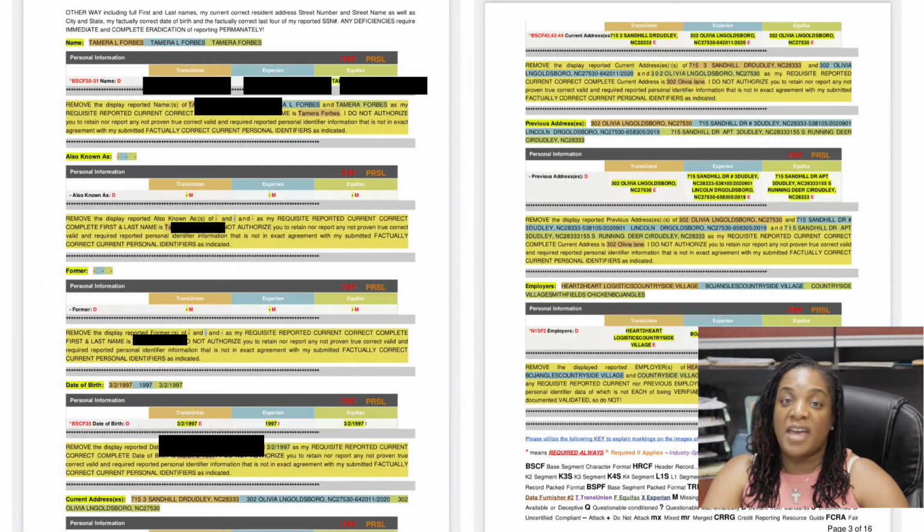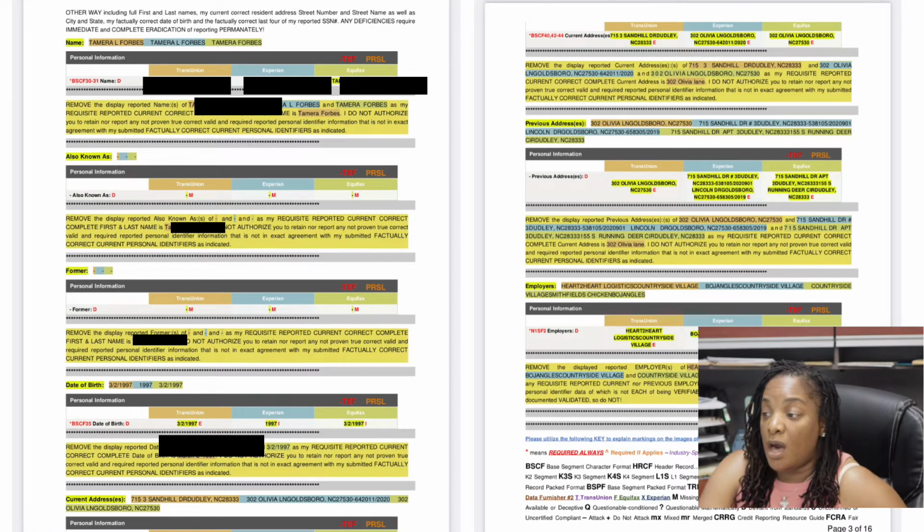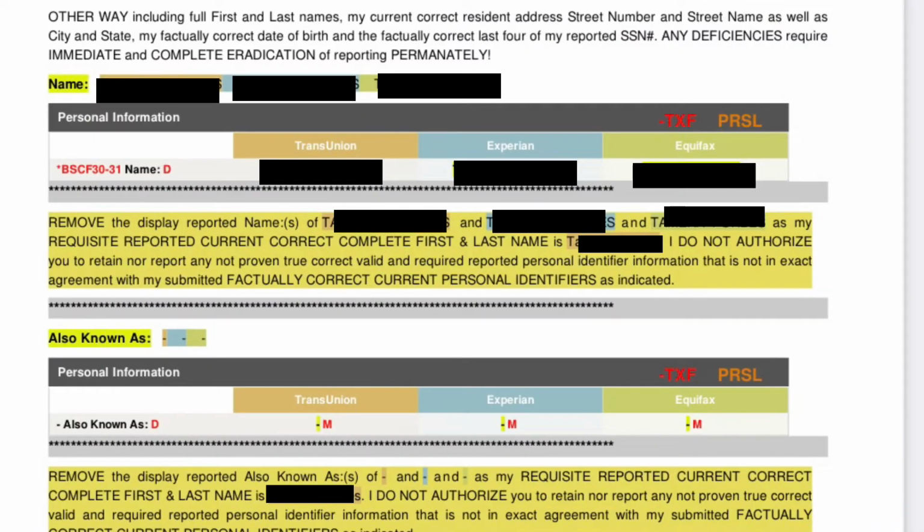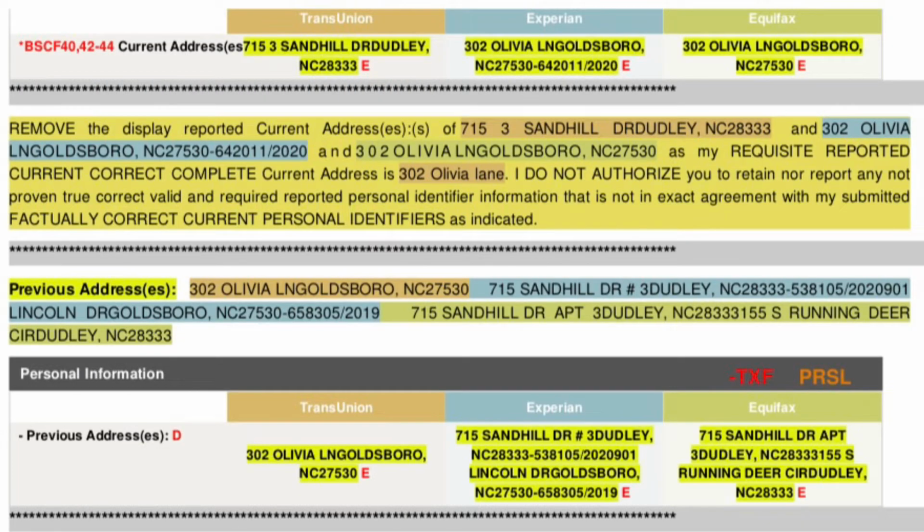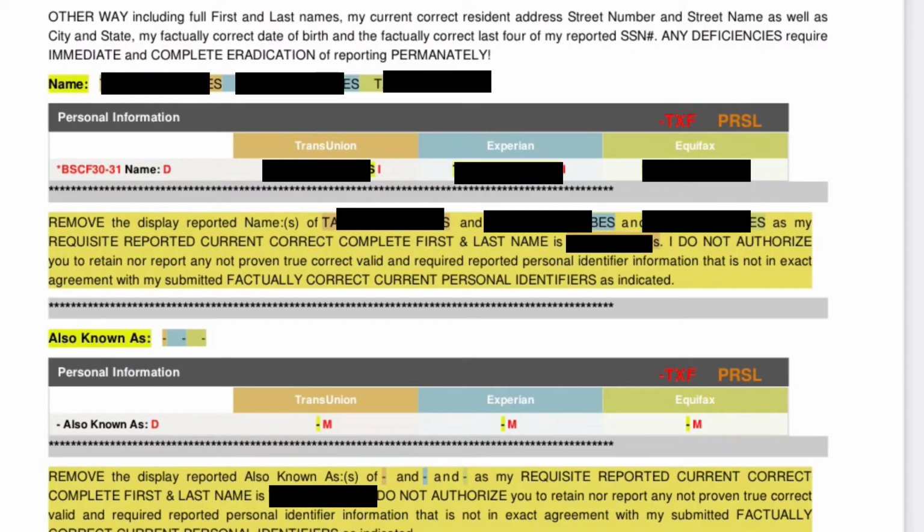Secondly, in the letter I'm disputing inaccurate names and things of that nature. I'm also disputing old addresses, misspelled addresses, or addresses that don't even need to be on the credit report because they don't belong to the client. I'm disputing all of that, and I'll read you this first passage at the top.